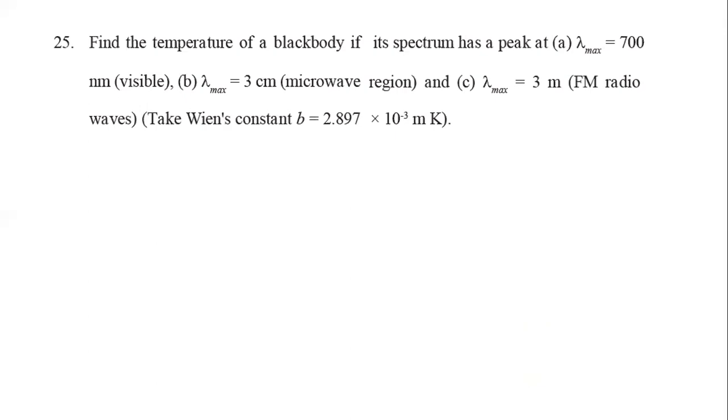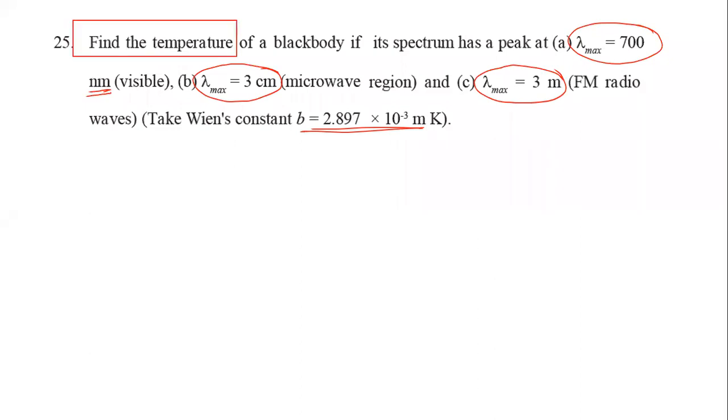Find the temperature of a black body if its spectrum has a peak at, first, 700 nanometer. This is the wavelength corresponding to the peak value. Second one is 3 centimeter, and third, 3 meter. Wien's constant is given. Find the temperature. This is the question. So you have to use Wien's displacement law.